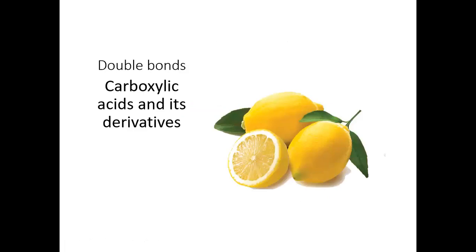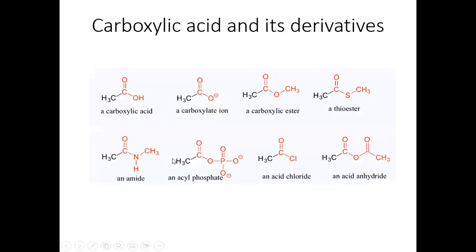So we can also see carboxylic acids and derivatives. The common carboxylic acids usually come from citrus, right? A carboxylic acid, when ionized in water, becomes a carboxylate ion, right? And there are carboxylic esters or thioesters, amides and acyl phosphates. These are all carboxylic acid derivatives. Acid chloride and acid anhydride.